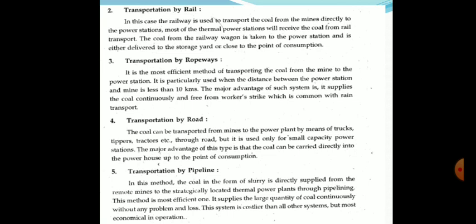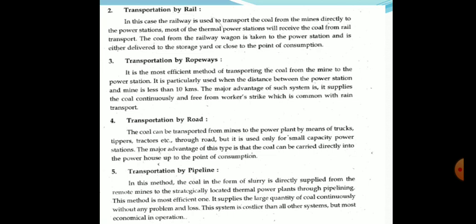Next is transportation by road. The coal can be transported from the mines to the power plant by means of trucks, tippers, tractors, etc. through road, but it is used only for small capacity power stations. The major advantage of this type is that the coal can be carried directly into the powerhouse up to the point of consumption.